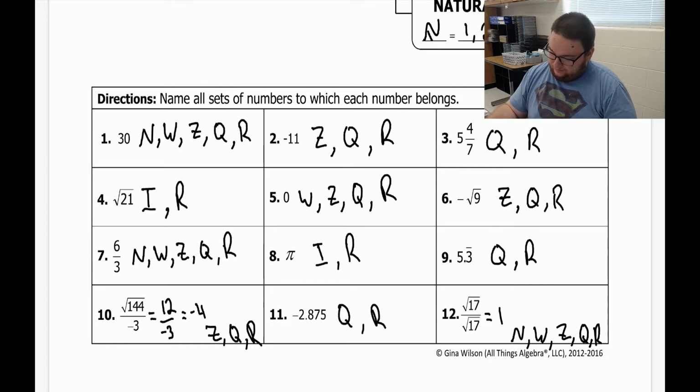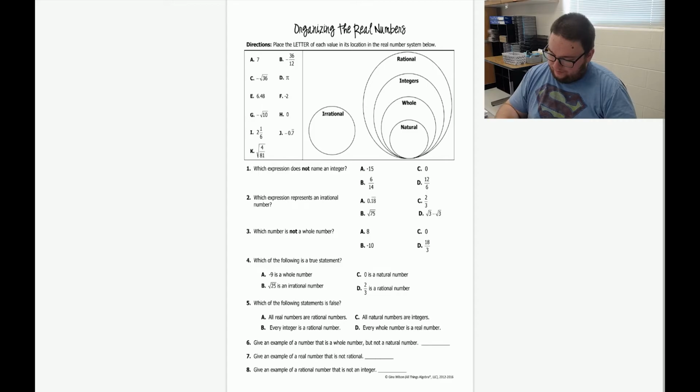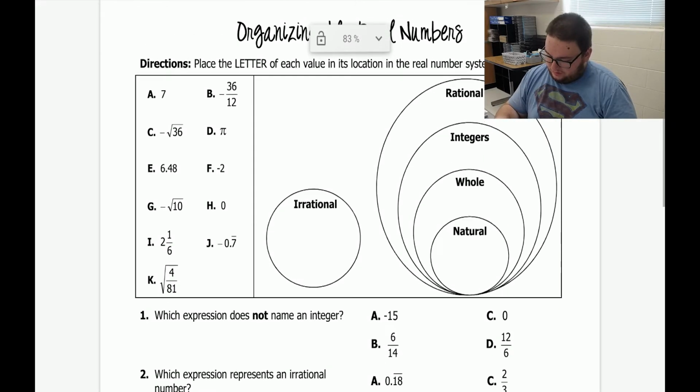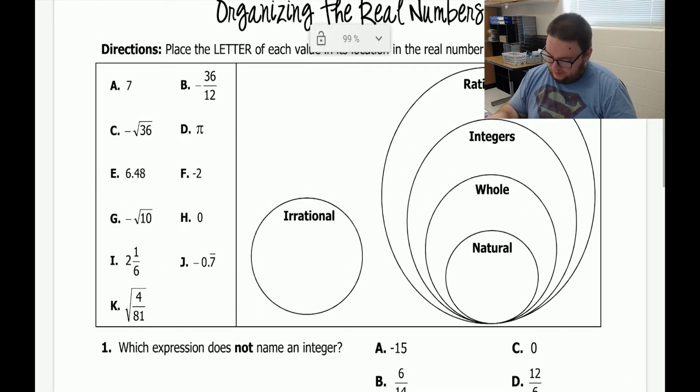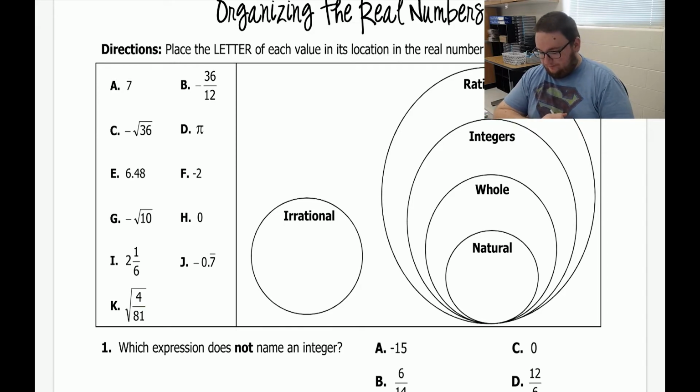So what we're going to do now is, if you flip the page, we're going to head over to the Organizing the Real Numbers page, and it looks like this. What we're going to do here is order the numbers. The goal is to place the letter of each value. So in other words, if we look at A, it's 7. So we're going to take the letter A and place it in the smallest location.